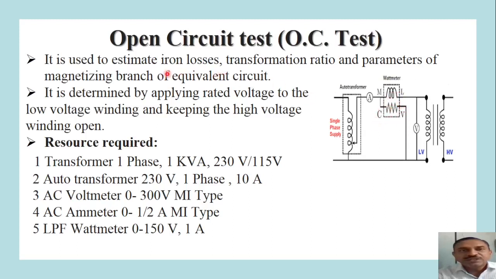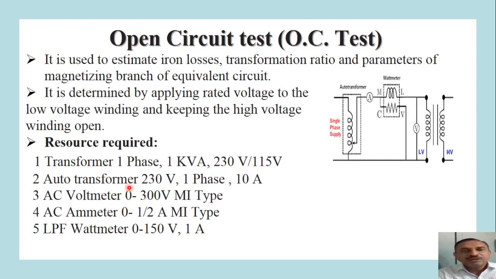Now from this test we will be able to estimate the iron losses, the transformation ratio, and parameters of magnetizing branch of the equivalent circuit, which we sometimes call as the no load circuit parameter of transformer. Now to perform this particular test in a laboratory will require a transformer of usually rating of single phase type 1 kVA, 230 volt by 115 volt.